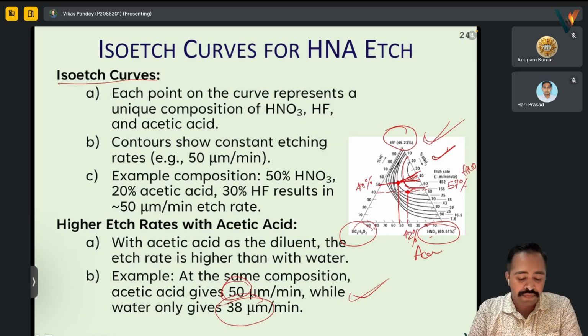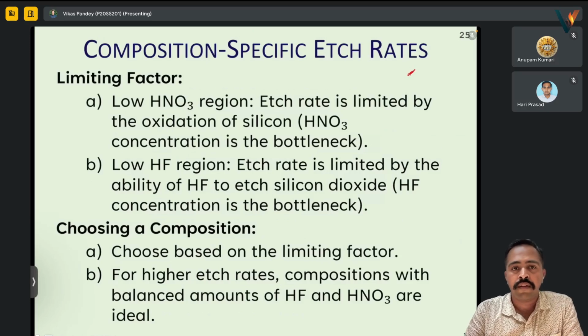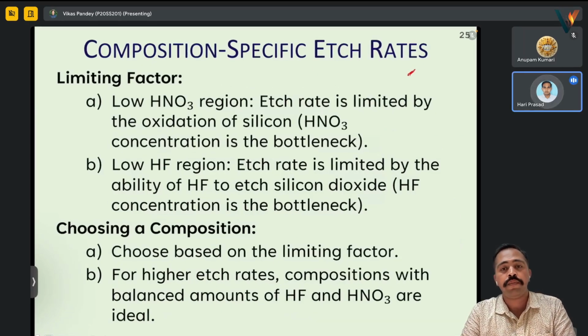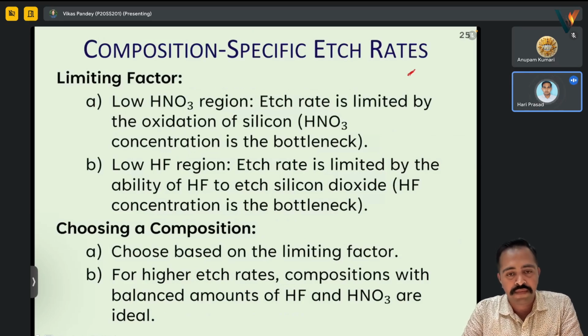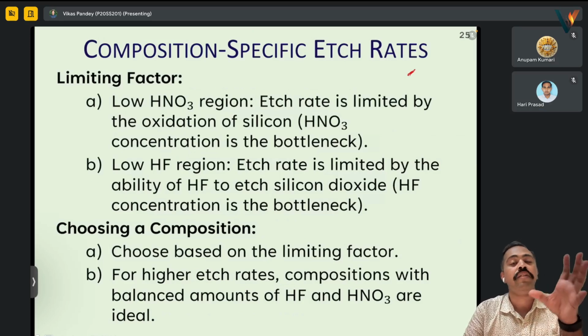So yeah, any questions still here? Sir, metals and also some metal etchings, can you explain? Yeah, that we will be covering. Okay, sir. We have started with oxides, and we went into silicon nitride.